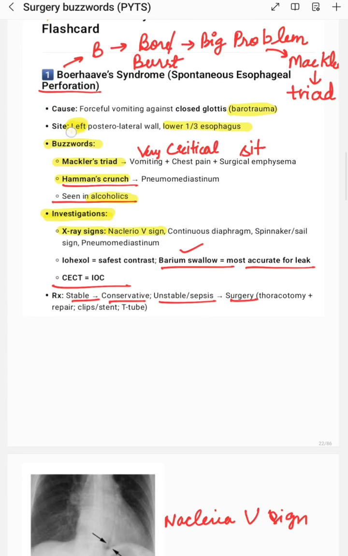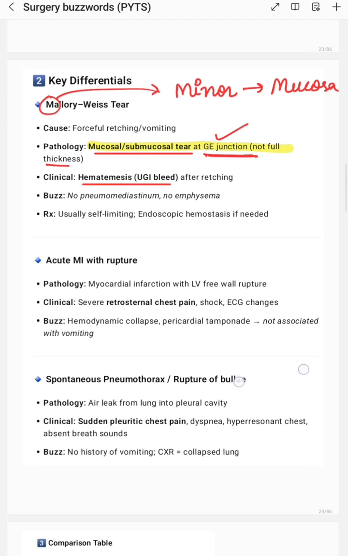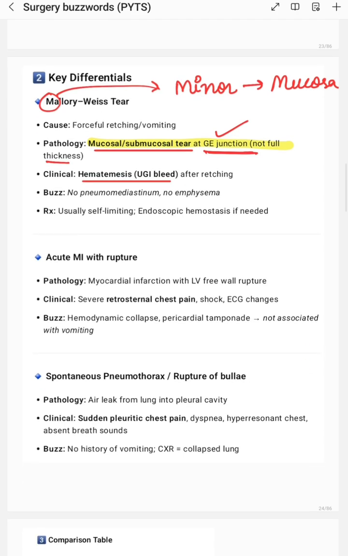They can also ask this as left posterolateral. So we can remember it this way: because this is a big problem, a burst, a critical situation, anytime the patient can lift this word. So this way we can remember that it is present on the left side. How does Mallory-Weiss present? This we have to remember. The typical clinical finding is upper GI bleed. Hematemesis is the presentation after retching.